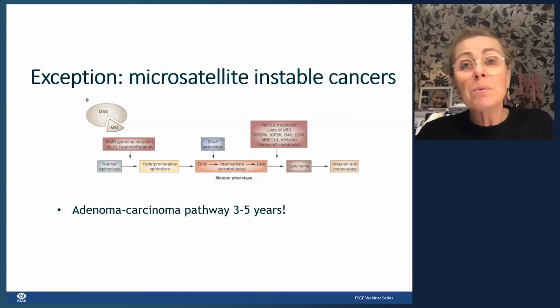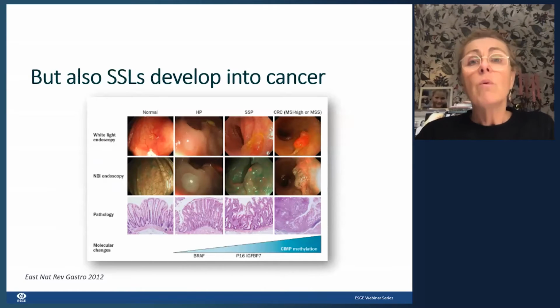There's of course one exception, we all realize that, that's the Lynch patients and some sporadic microsatellite unstable cancers where probably the adenoma carcinoma pathway is quicker, 3 to 5 years. So we have to identify those patients at risk for such a cancer because they might need a specific surveillance scheme. We also know, and it has become clear in the past decade, that also sessile serrated lesions might develop into cancer. We don't know a lot about the pathway, but we think it must be around the same as for adenomas.